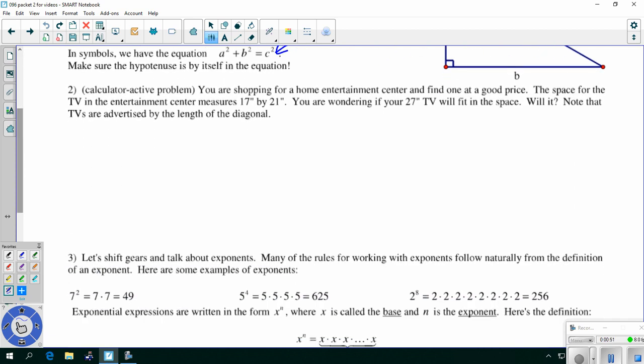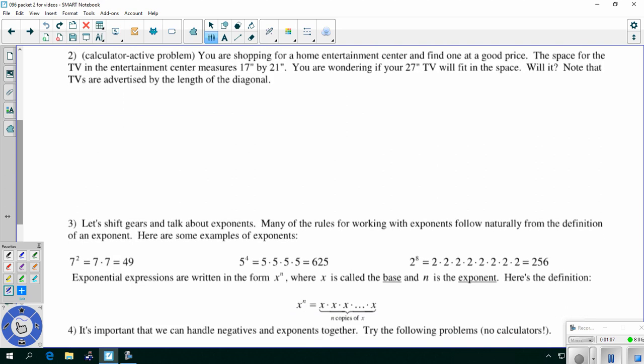Number 2. You are shopping for a home entertainment center and find one at a good price. The space for the TV in the entertainment center measures 17 inches by 21 inches. You are wondering if your 27-inch TV will fit in the space. Will it? Note that TVs are advertised by the length of the diagonal.